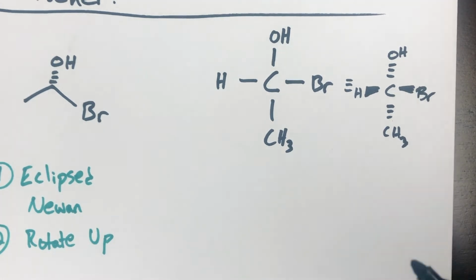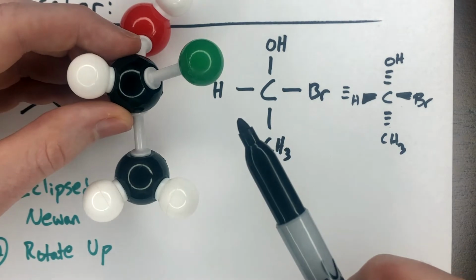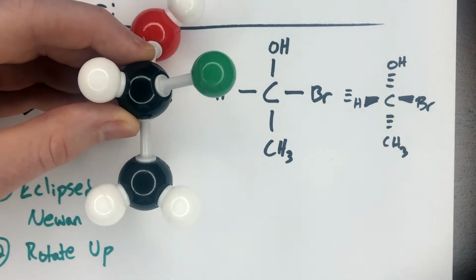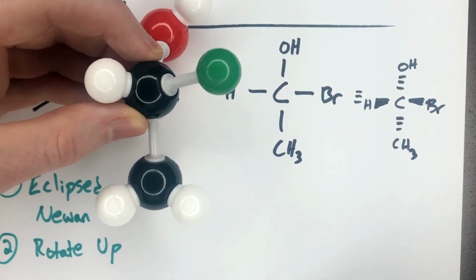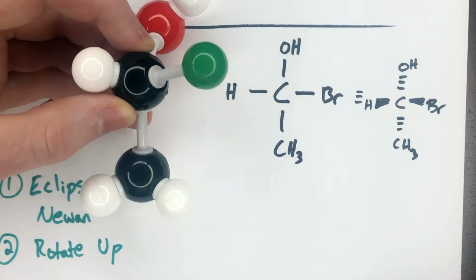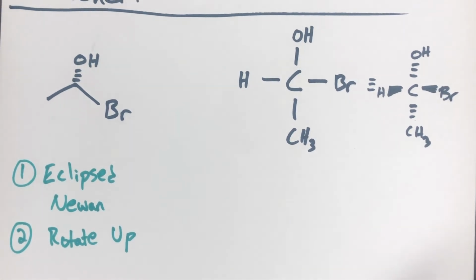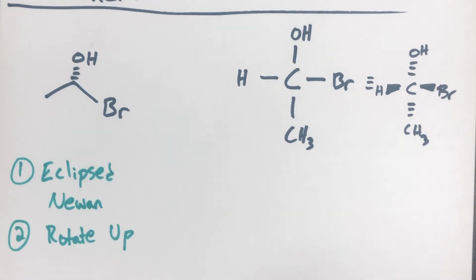All right, and now I'll bring the model back. So again, our bromine is out of the plane to the right, hydrogen is out of the plane to the left, our OH is in the plane and up, and then the methyl group is in the plane and down. So this is the process. Now let's check that these are in fact the same molecule. The best way to check is always with absolute configuration. So we have to determine if this chiral center is R or S, and then compare it to the Fischer. If they're the same, then it's the exact same molecule.